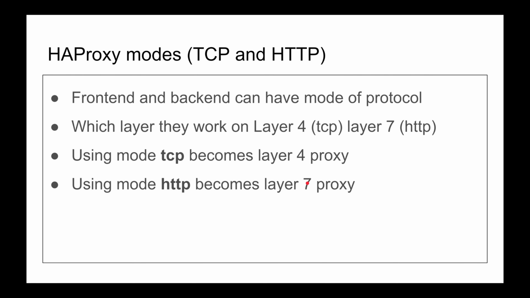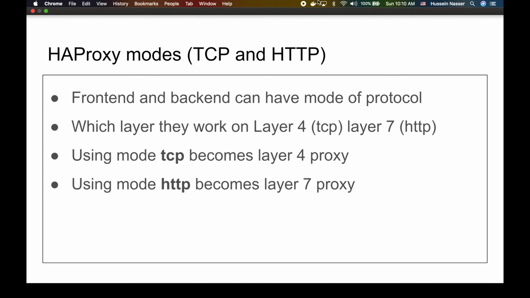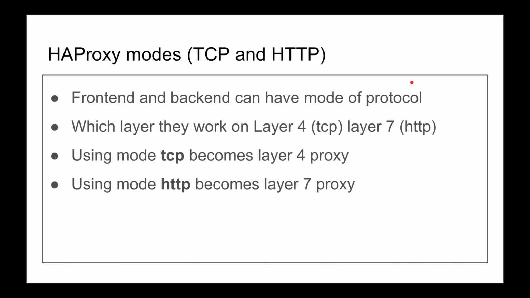Let's talk about modes a little bit. TCP and HTTP modes, right? HAProxy is one of those few proxies that actually supports layer 4 and layer 7 proxying. What the heck does that mean? It means that when you play at the TCP layer, you have very few things to work with. You have the IP address, you can see the port, and that's it. You cannot see anything else.